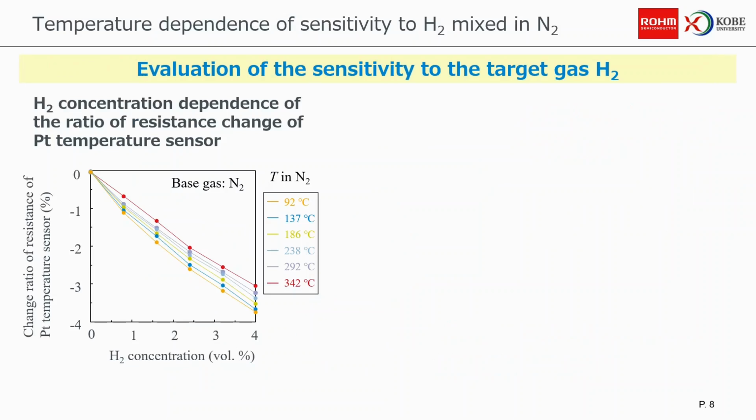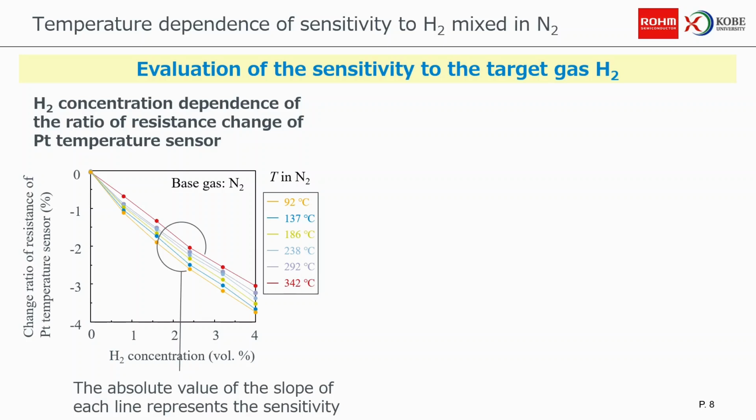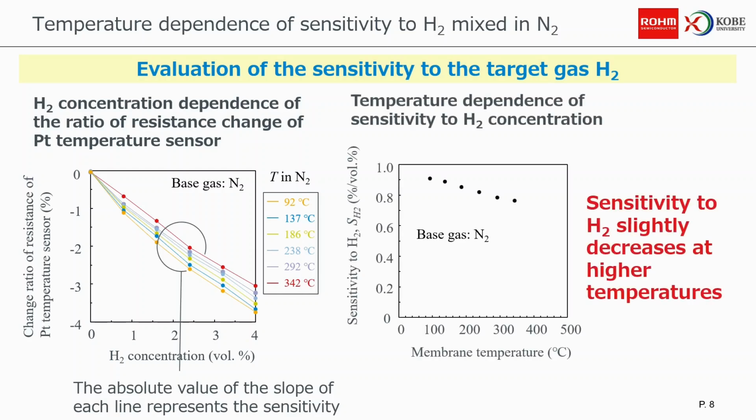This slide shows the temperature dependence of sensitivity to hydrogen mixed in nitrogen. This graph shows the hydrogen concentration dependence of the ratio of resistance change of platinum temperature sensor. As the hydrogen concentration increases, the thermal conductivity increases, and so the membrane temperature decreases, resulting in decrease of platinum resistance. The color indicates the temperature in base gas N2, nitrogen. The absolute value of the slope of each line represents the sensitivity. This graph shows the temperature dependence of sensitivity to hydrogen concentration. Sensitivity to hydrogen slightly decreases at higher temperatures.